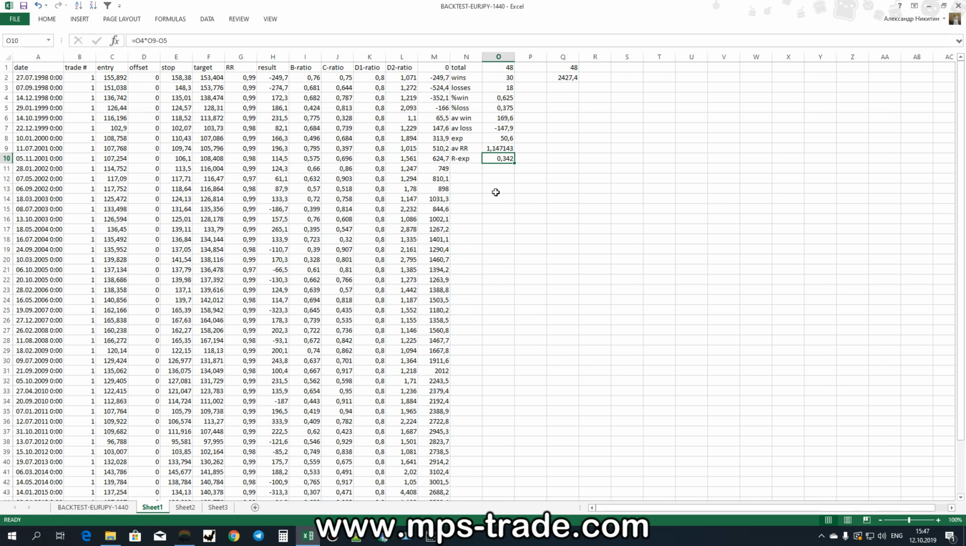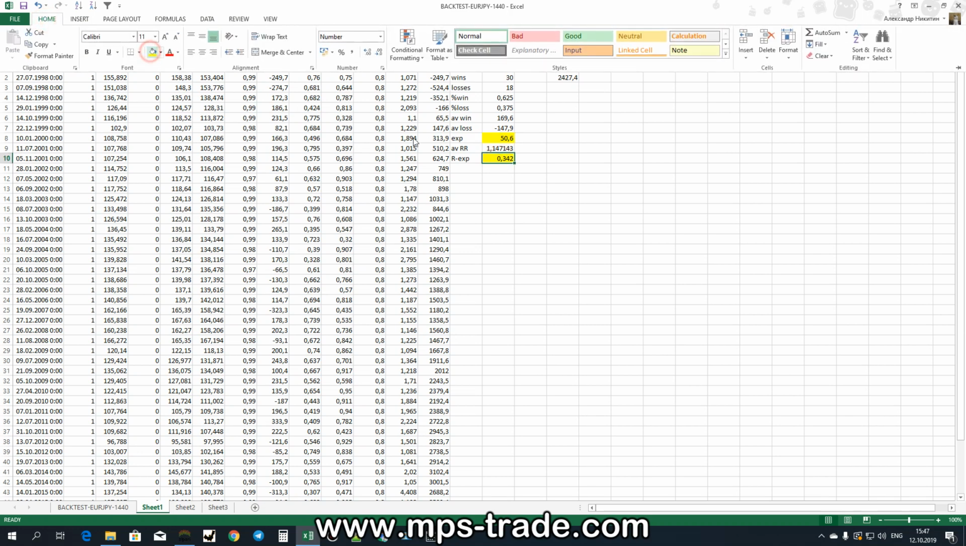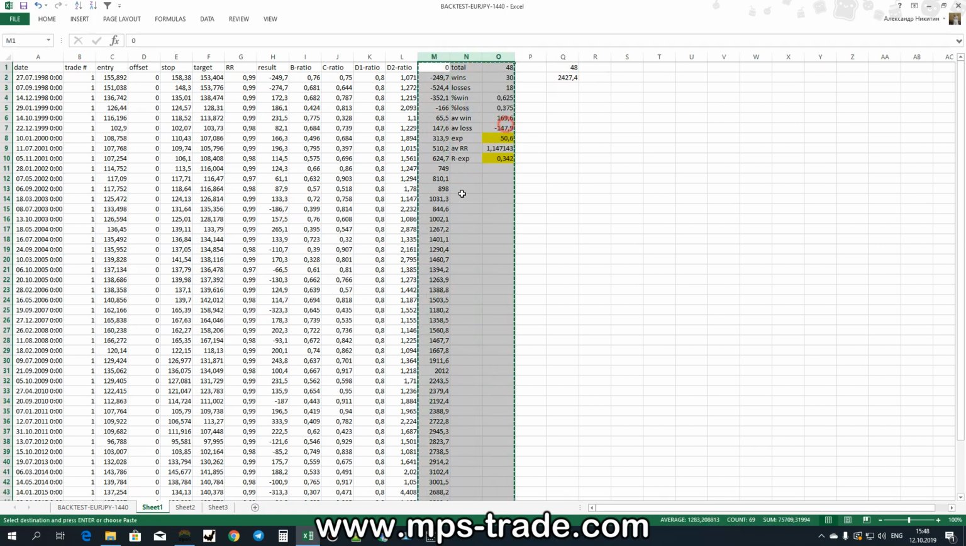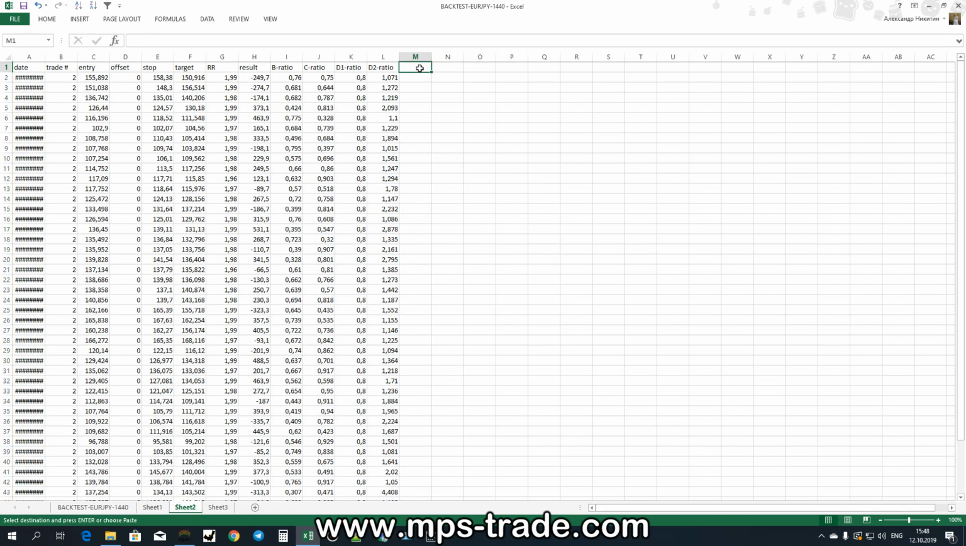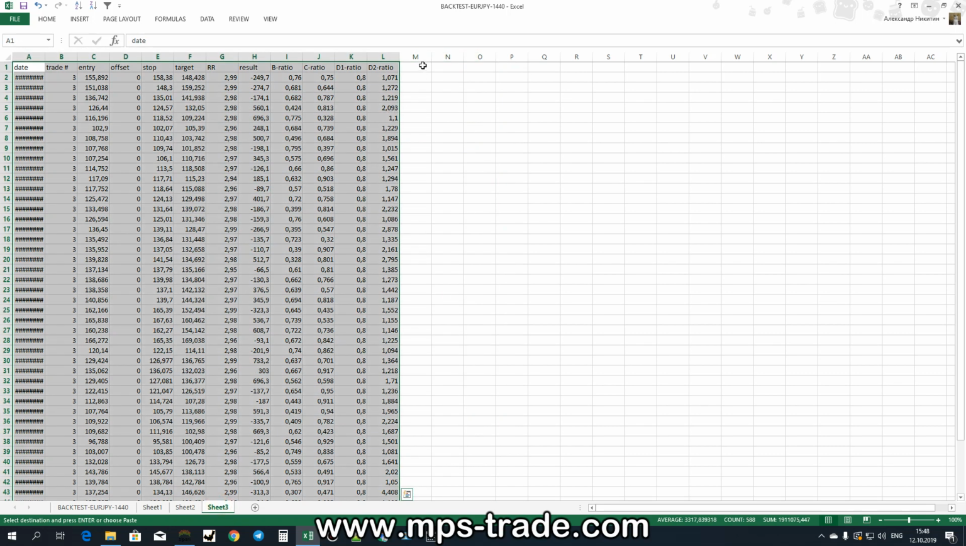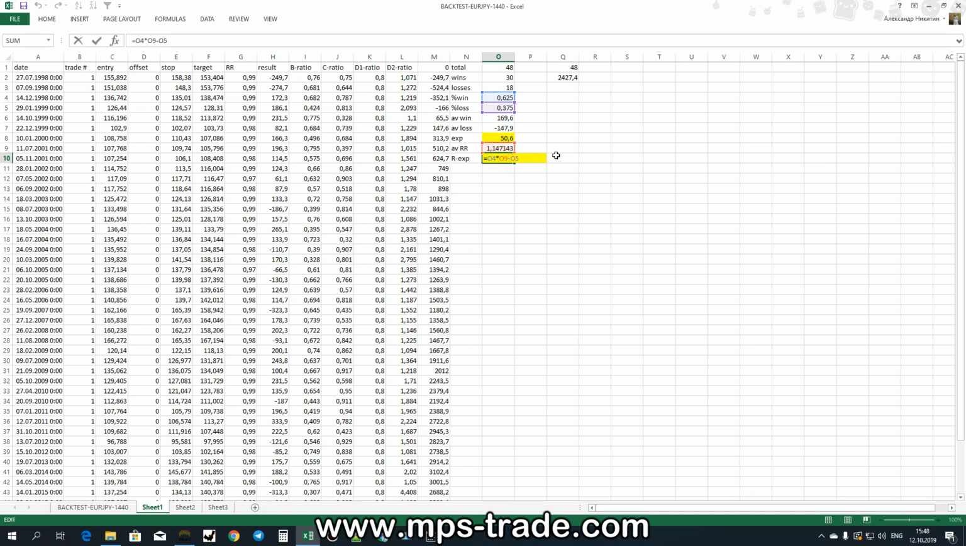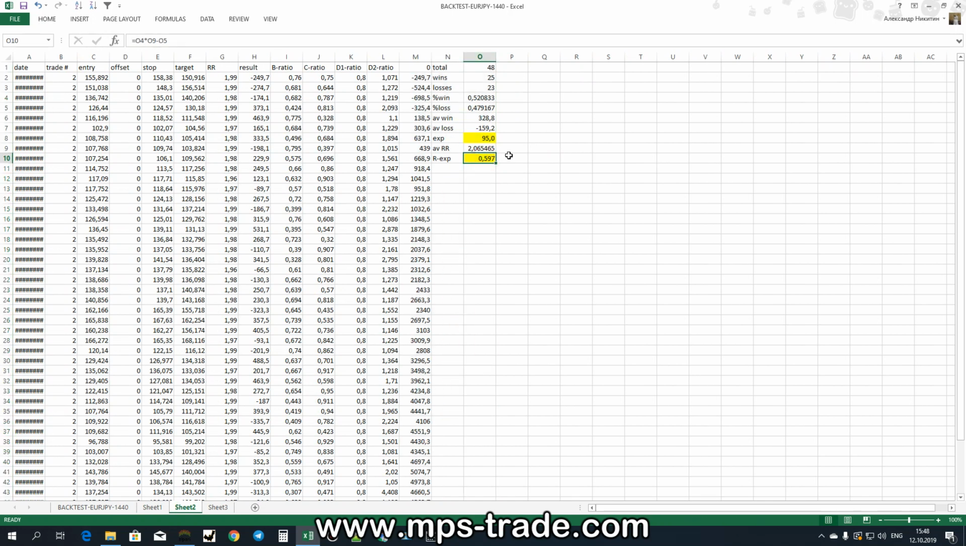Okay, now let's continue. If we compare these two expectancy numbers, using different targets, we will find what is the best trading methodology. So copy here, then Control V to paste it here, and Control V to paste it here. Well, obviously this is 0.52, it is greater than 0.34, and 0.59 is the greatest.